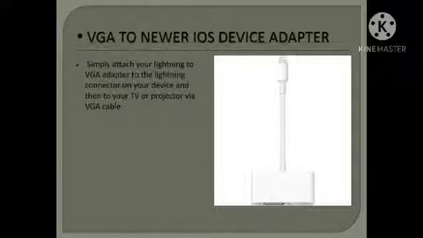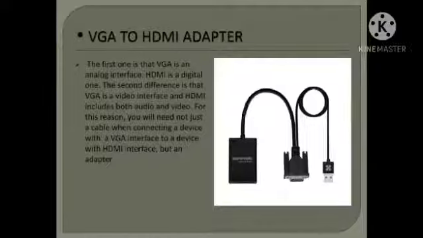Simply attach your Lightning to VGA adapter to the Lightning connector on your device and then to your TV or projector via VGA cable. VGA to HDMI adapter.